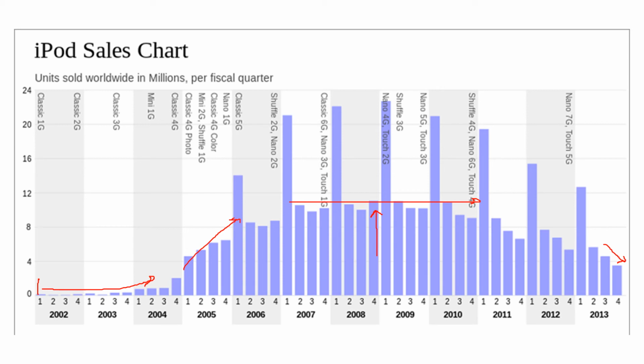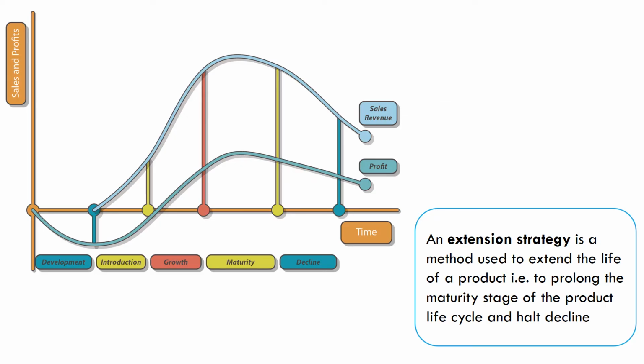Now, if we look at this diagram or the data here, what we can see is that bringing out lots of different versions, every time they managed to bring out a version, would just prolong the life of the iPod in terms of its sales. So they were quite clever here with adapting the product to try and extend the maturity phase. And we call these extension strategies. An extension strategy is a method used to extend the life of a product, to prolong the maturity stage of the product life cycle and halt decline. So effectively what we're trying to do is adjust our diagram here so that the maturity phase is always being extended.